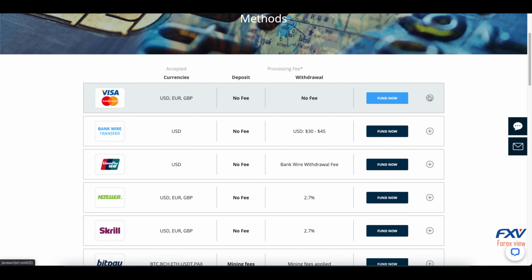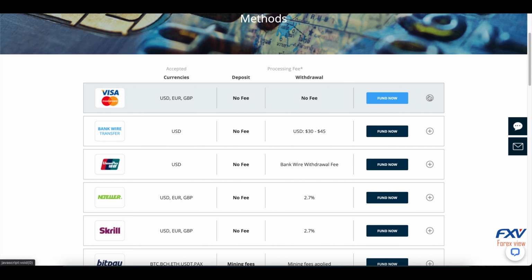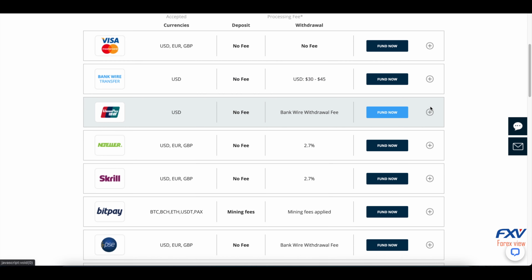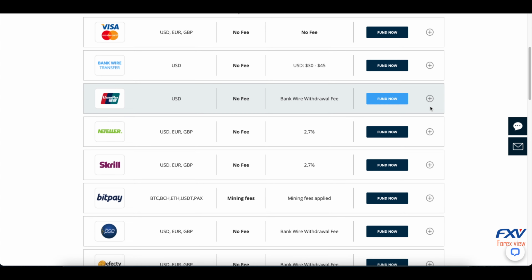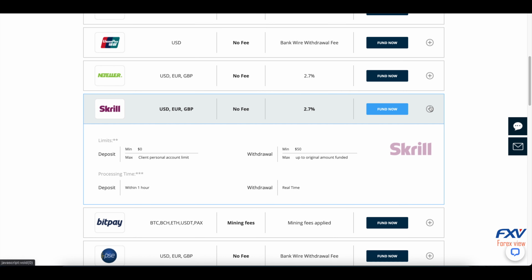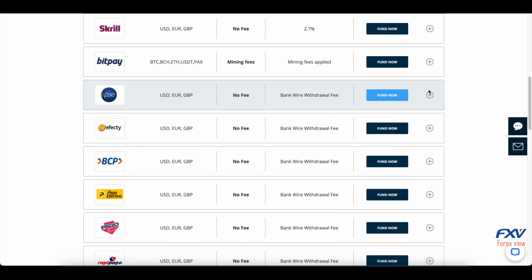There are plenty of funding methods available at Fxcc, including bank card, wire transfer, e-wallets such as Skrill and Neteller, plus alternative online payment methods such as rapid transfer. Accepted currencies include USD, Euro and GBP. And most deposits are processed within 1 hour.